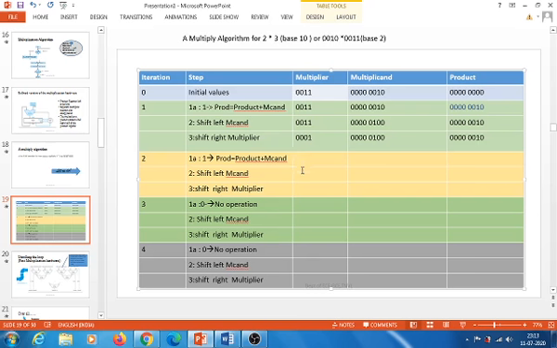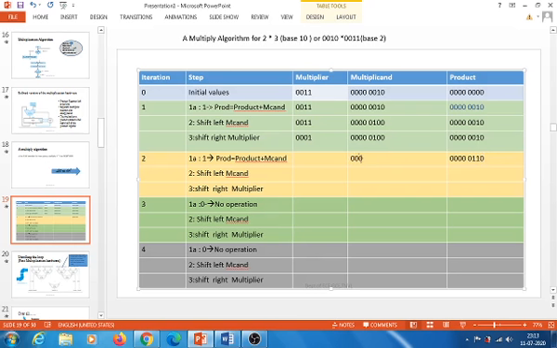So first step, again we need to check the multiplier. What is the multiplier in this bit? It is 1 again. So we need to add the multiplicand with the product and place that in the product register. So we add multiplicand and the product register. What is the end result of this? It is 0000 0110. Now the multiplicand will be as it is.